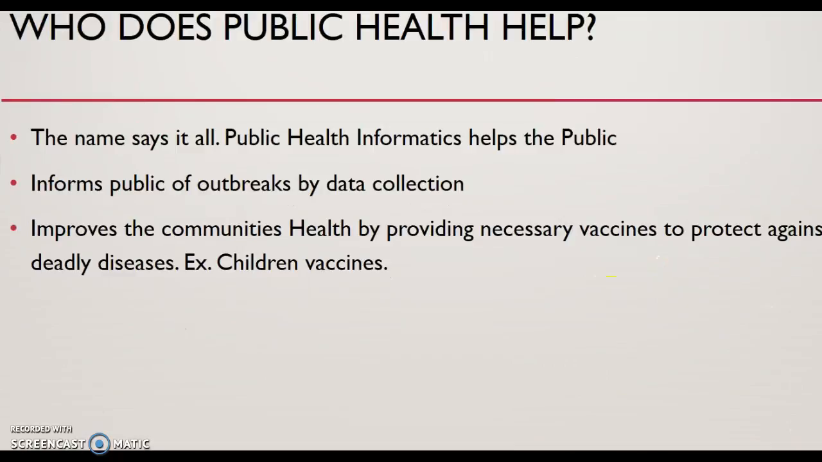Who does public healthcare help? Well, obviously it helps the public because the public is in the name, public health informatics. It informs the public of outbreaks by data collection, improving the community's health by providing necessary vaccines to protect against deadly diseases. My example is children's vaccines. We almost had measles and all that stuff eradicated. And due to lack of mothers getting their child vaccinated, measles is on the rise, whooping cough is back. The next thing I'm afraid of is polio. So hopefully everybody gets their kids vaccinated because this little one, I don't want her getting sick.